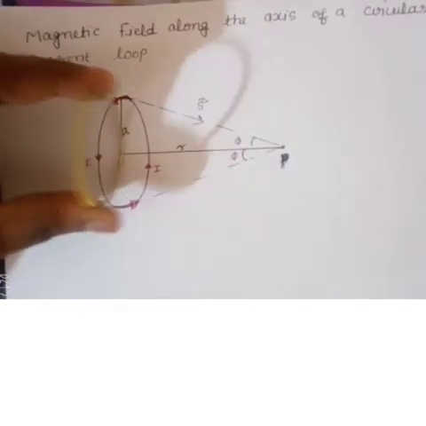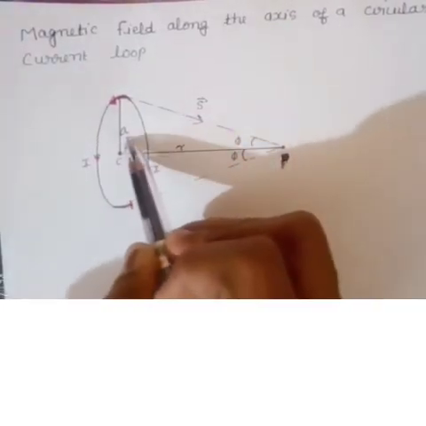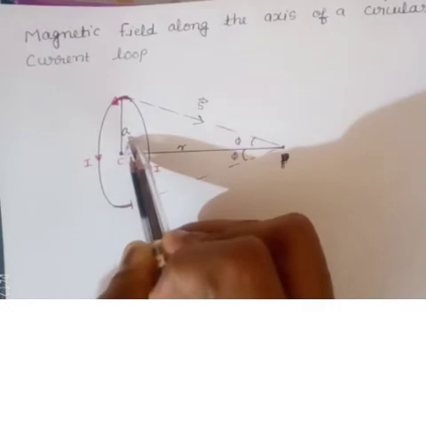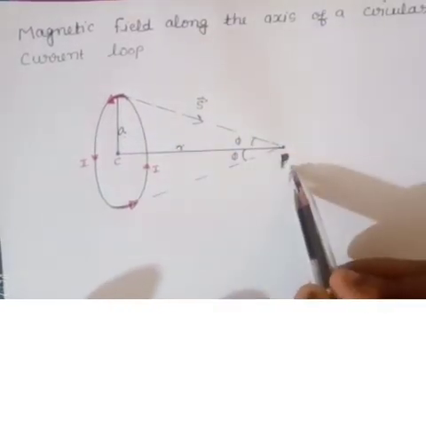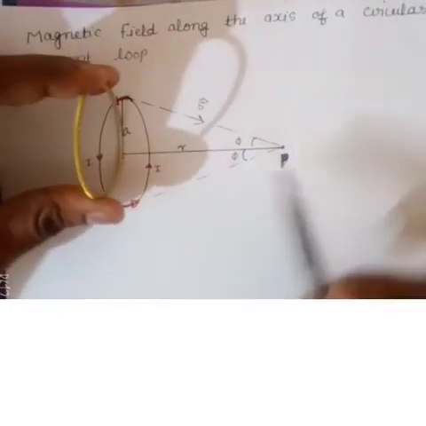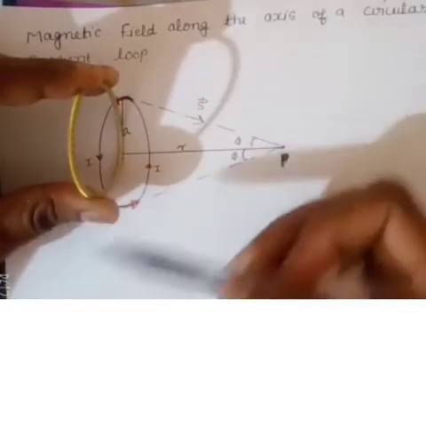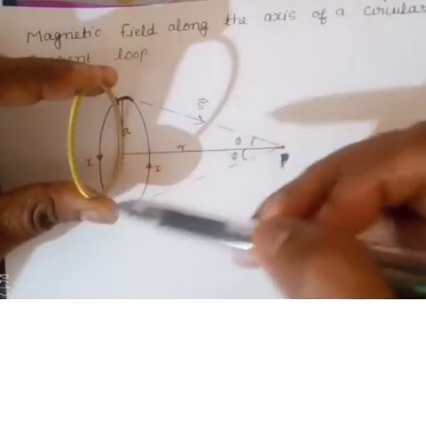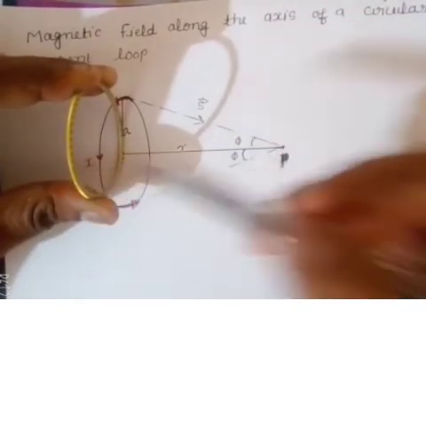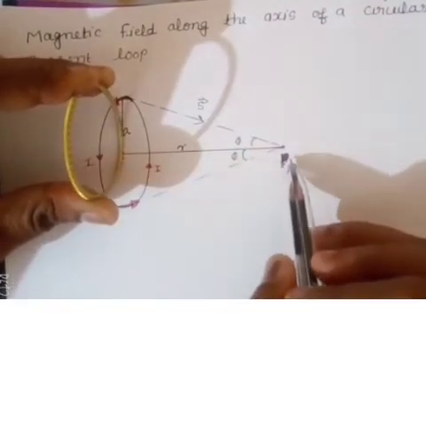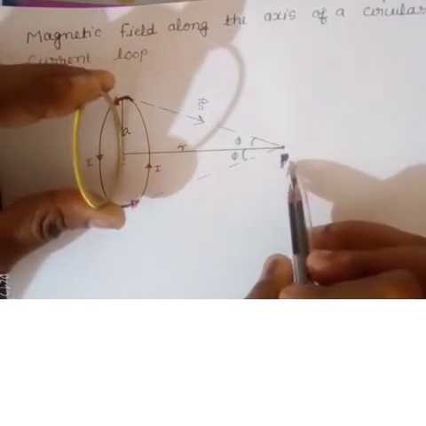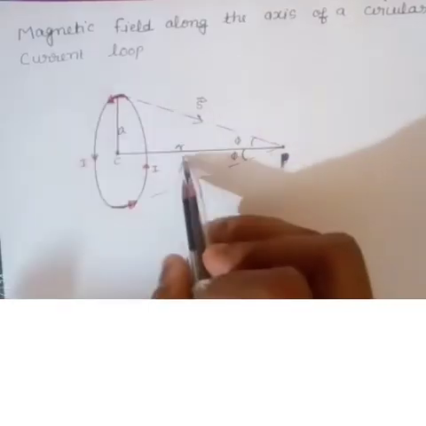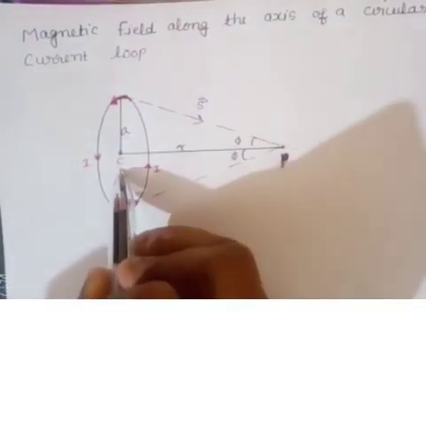Then we have to assume that the radius of the circular loop is a. We wish to find the magnetic field at the point P. Because this is a circular loop, when current is passing through the loop, a magnetic field is developed. So you have to find the magnetic field at an axial point P at a distance r from the center C of the circular loop.